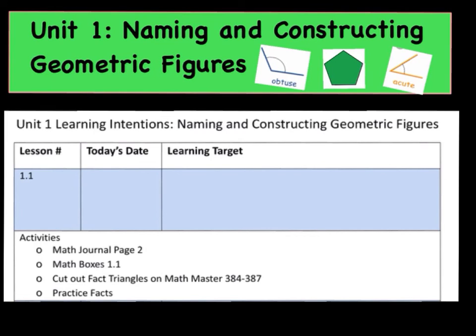So today, as we know, we are going to work on Math Journal page 2. When you've completed that, you'll check that one off. Finish Math Boxes 1.1. Check that off when you're done. Cut out fact triangles on those 4 Math Masters pages. Check that off. And when you practice your facts and sort them into got it and practice more, and then do your practice more again, you can check off your practice facts.